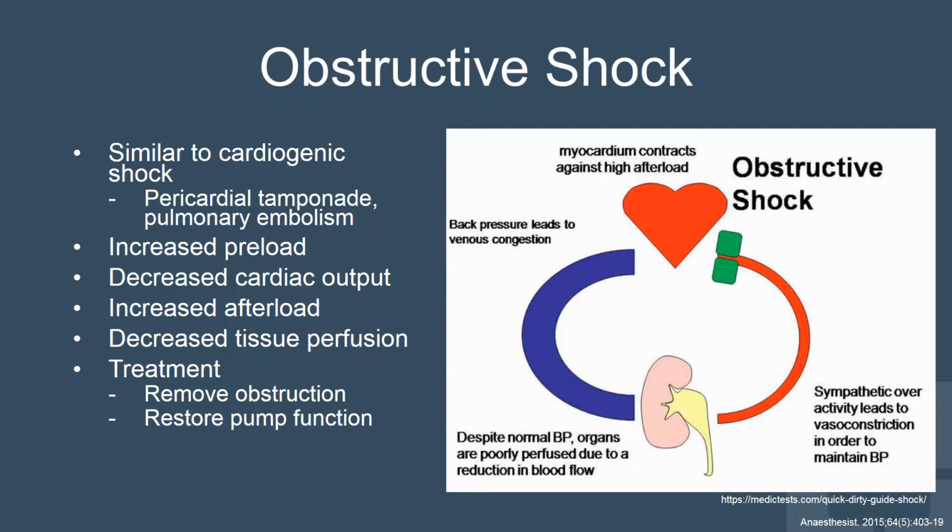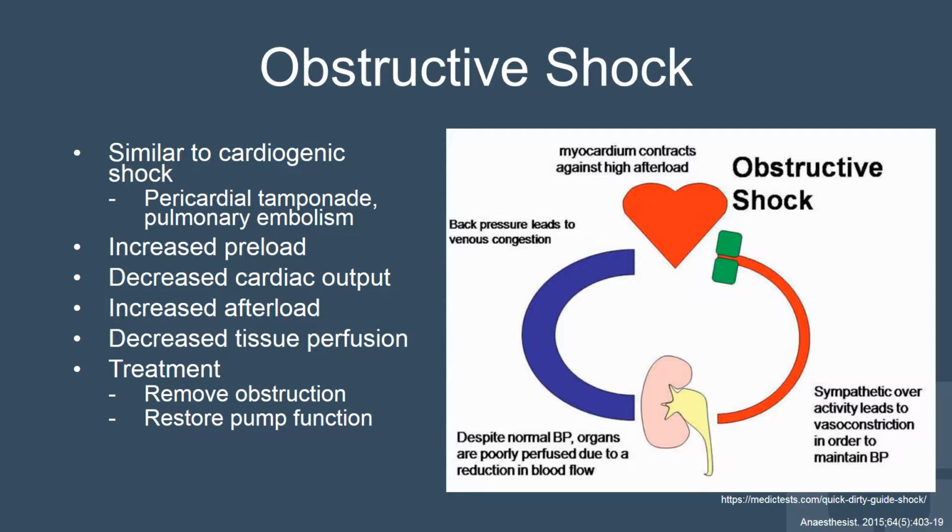Obstructive shock is very similar to cardiogenic shock. The idea, though, being that the heart muscle itself in obstructive shock is not damaged. Therefore, it is something else that is impeding the heart from pumping effectively, whether it be a pericardial tamponade or a pulmonary embolism. As a result, we see many of the same pictures that we would see in cardiogenic shock.